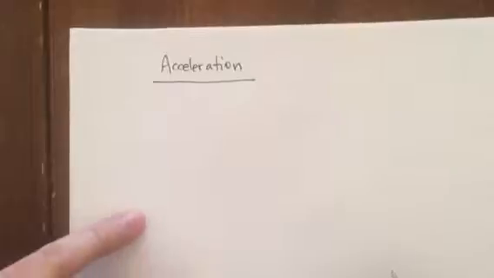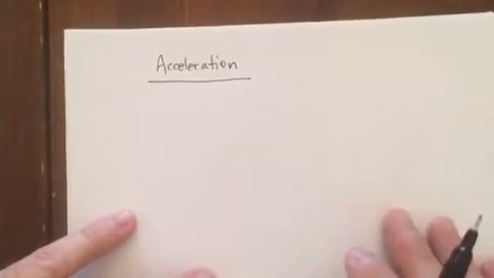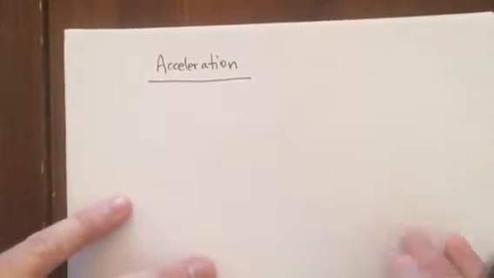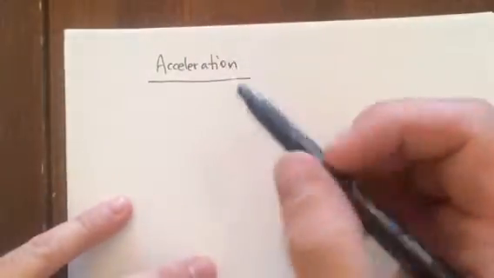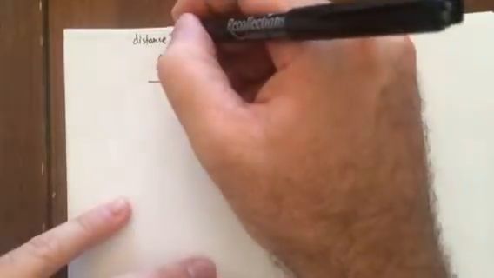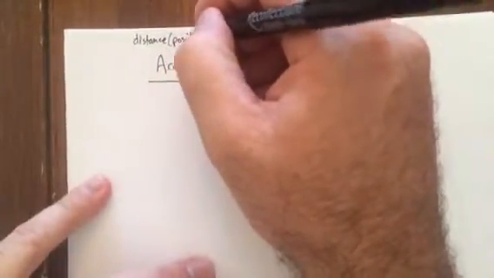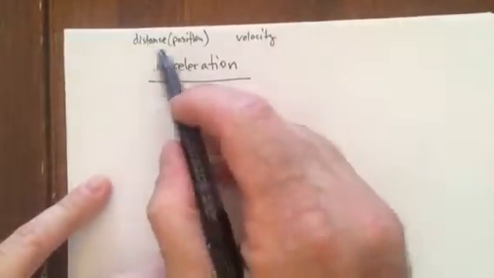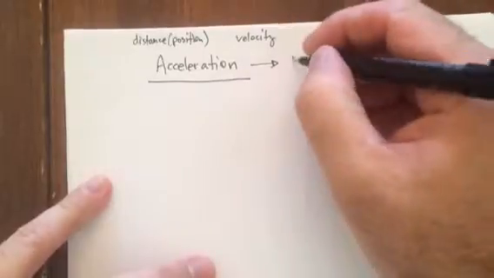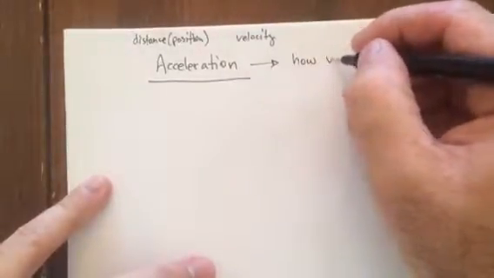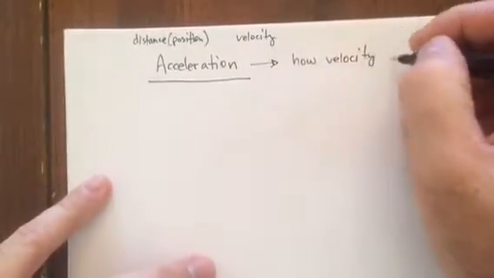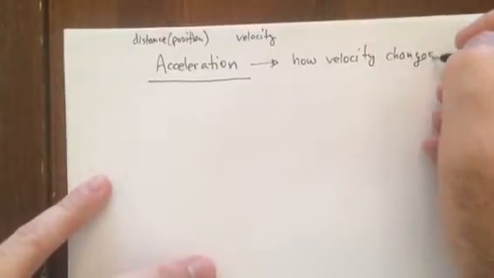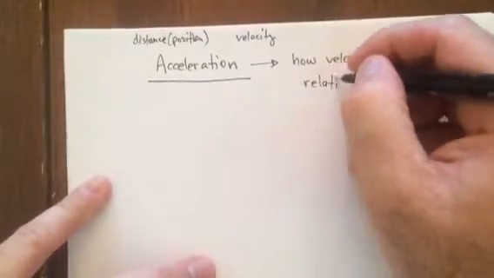Moving on to the next concept. This is going to be one step deeper in how things change. So we did distance or position of something. That's where it's at. We did velocity, which was this thing changing over time. So acceleration is going to be the next thing. Acceleration is how velocity changes relative to time.